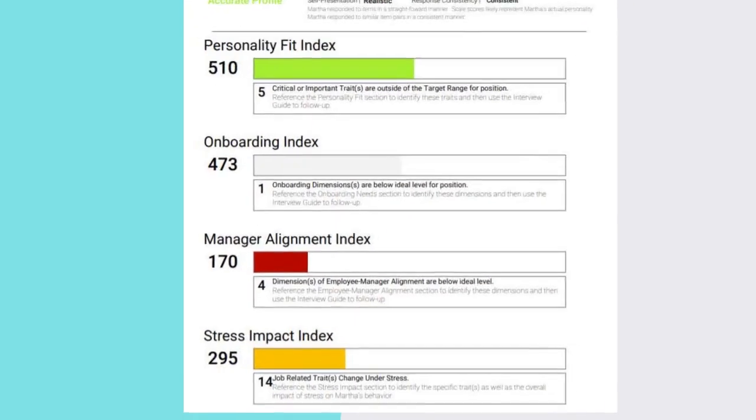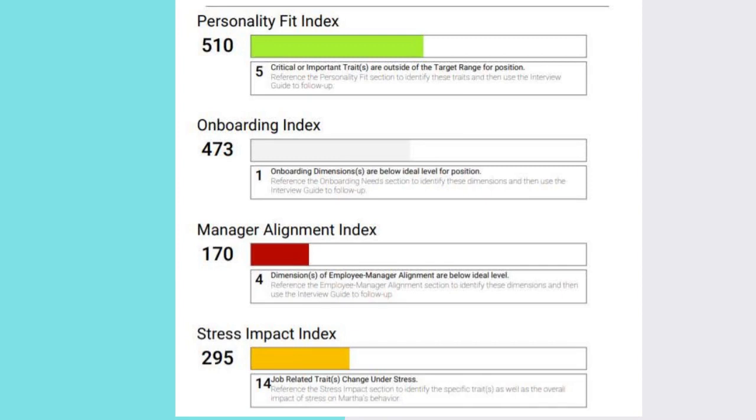Next, let's focus on what the numbers mean next to each index. The numbers here are the index numbers and represented by the color scale as well. The box below has another number listed. This is how many traits are outside of the target range for that particular job profile. The higher the number, the more areas of focus to drill down on and to be curious about.